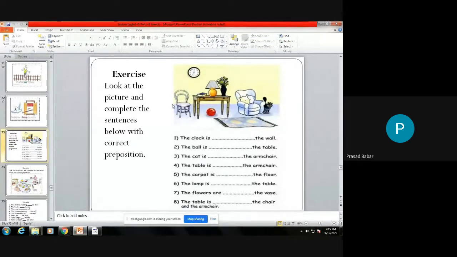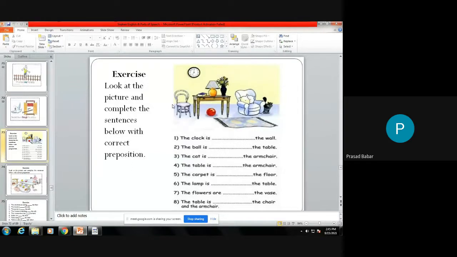The clock is dash dash the wall. Okay, the clock is dash dash the wall. So what would be the preposition here? On. Yes, correct. The clock is on the wall. त्या भिंतीवर आहे ते घड्याळ. ओके, घड्याळ हे कुठं आहे? भिंतीवर. The clock is on the wall.